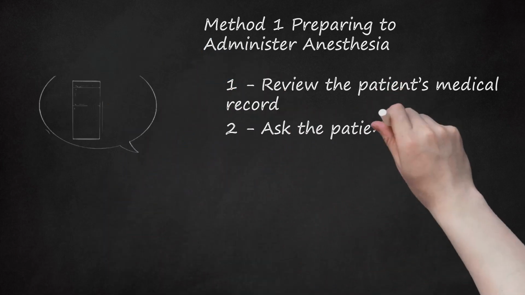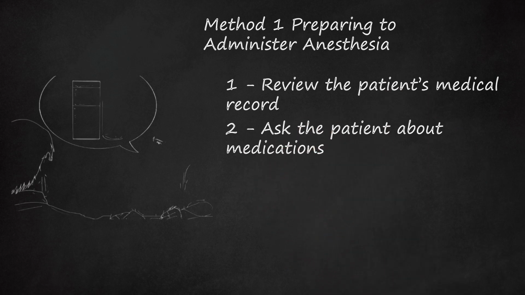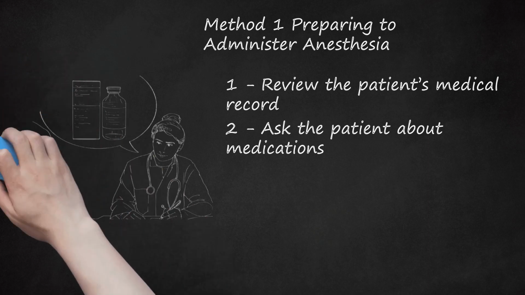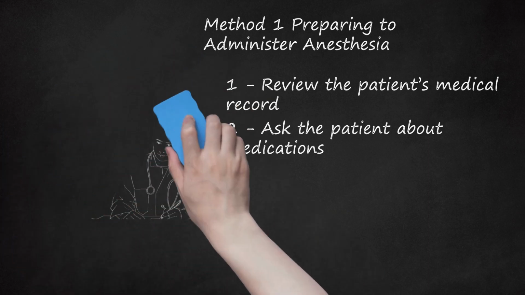2. Ask the patient about medications. Next, the anesthesiologist will speak with the patient. The anesthesiologist will let the patient know what to expect and about the potential side effects of these medications. It is important for the anesthesiologist to know about any past reactions to anesthetics. If a patient has had a bad reaction to any anesthetic agents in the past, or if the patient has a significant family history of problems with anesthesia, the anesthesiologist may choose to use different medications.